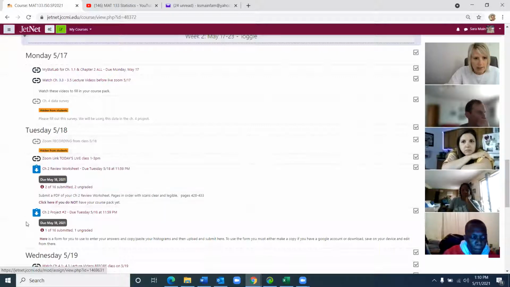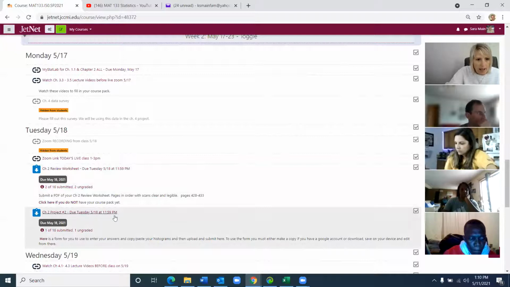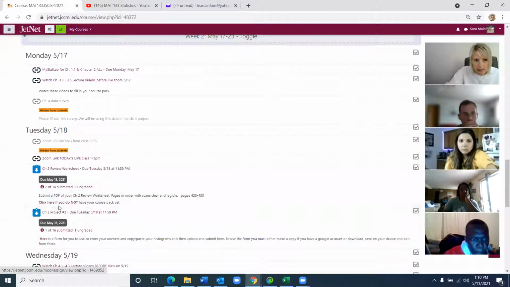You can see that each chapter is going to have a chapter review worksheet that is submitted. And that is always going to be found at the end of the chapter worksheets in the back of your course pack. And I think I have all those pages listed in here. So the chapter 2 review worksheet is on pages 428 through 433. Okay. And if you don't have your course pack yet, so Jonathan, this would be good for you right here on the chapter 2 worksheet. It says click here if you do not have your course pack. So you can click on those.